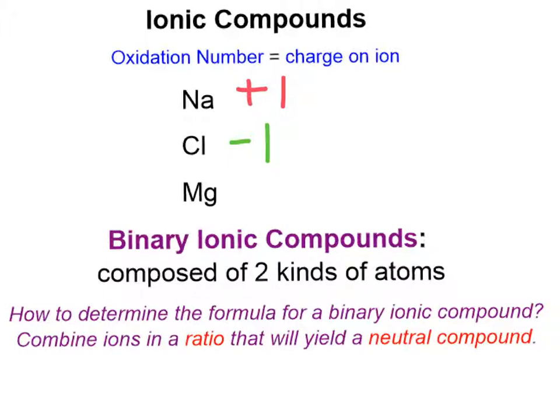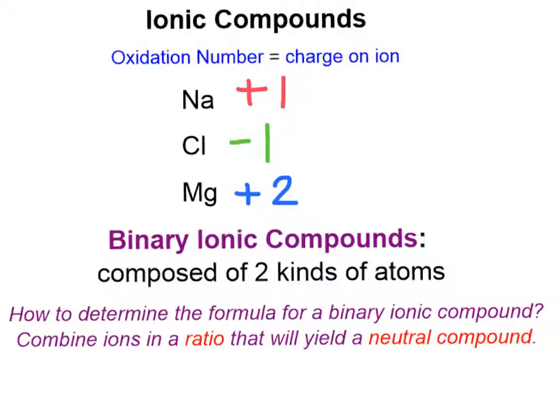Magnesium is an alkaline earth metal. It's in the second family, the second column as we look at the periodic table. So it has 2 valence electrons, which it's going to want to lose to achieve stability. And when it loses 2 electrons, it is going to have a +2 charge. So its oxidation number will be a +2.